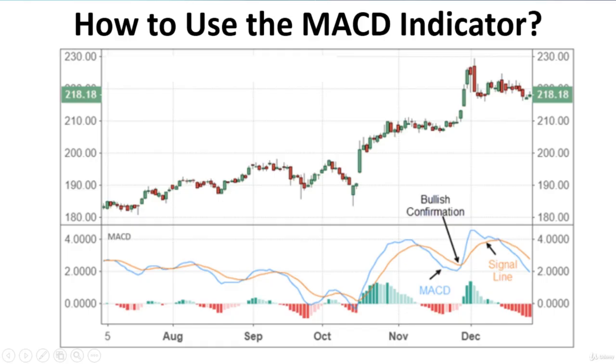With the help of this sample chart, you can easily identify how to use the MACD indicator. We see that after the month of October, the stock picks up very good momentum, and in the month of December, the MACD line crossed the signal line and it shows positive momentum. But when the price after December goes into consolidation or downward movement, again the MACD line crosses the signal line.